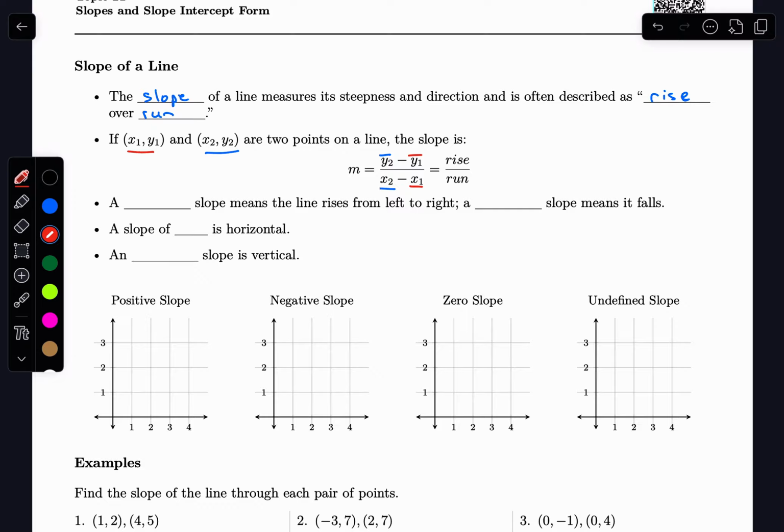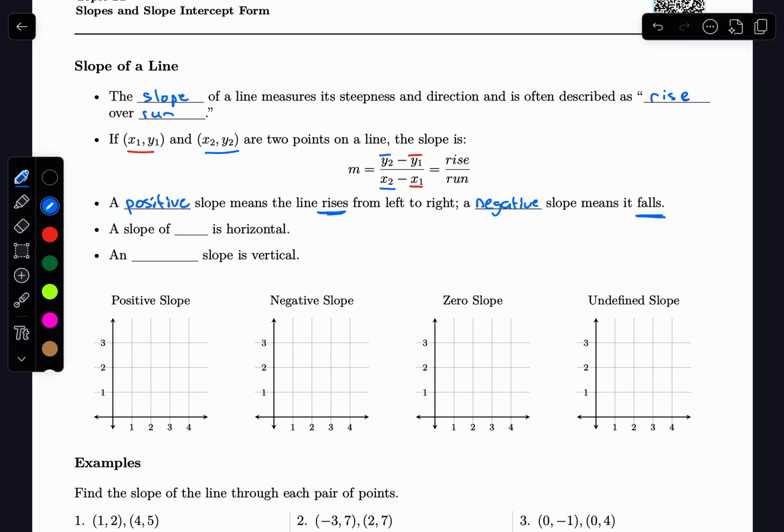Now we're going to end up in one of four different cases. A positive slope: if we solve that formula and get a positive number, that means the line rises from left to right. That means it's an increasing line. And conversely, a negative slope means that the line falls from left to right.